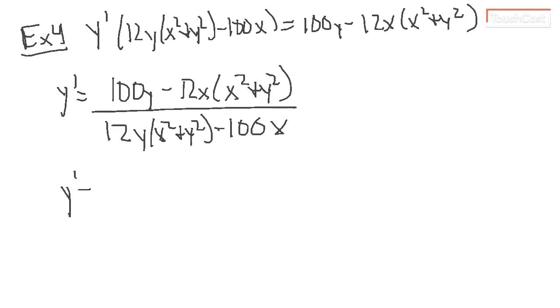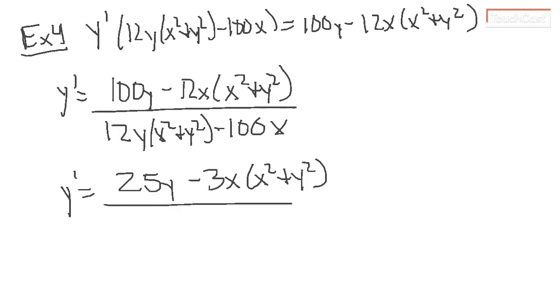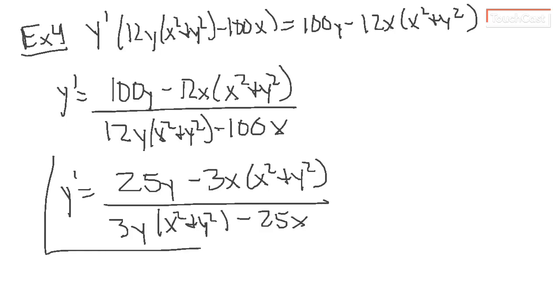We're going to end up with y prime equals 25y minus 3x times x squared plus y squared over 3y times x squared plus y squared minus 25x. And there's no simplifying I can do from here, so we have found our derivative. Let's check out another example. We're almost done. So example 5, which might be the last one for this video, and then we'll have 2 more in our next one.